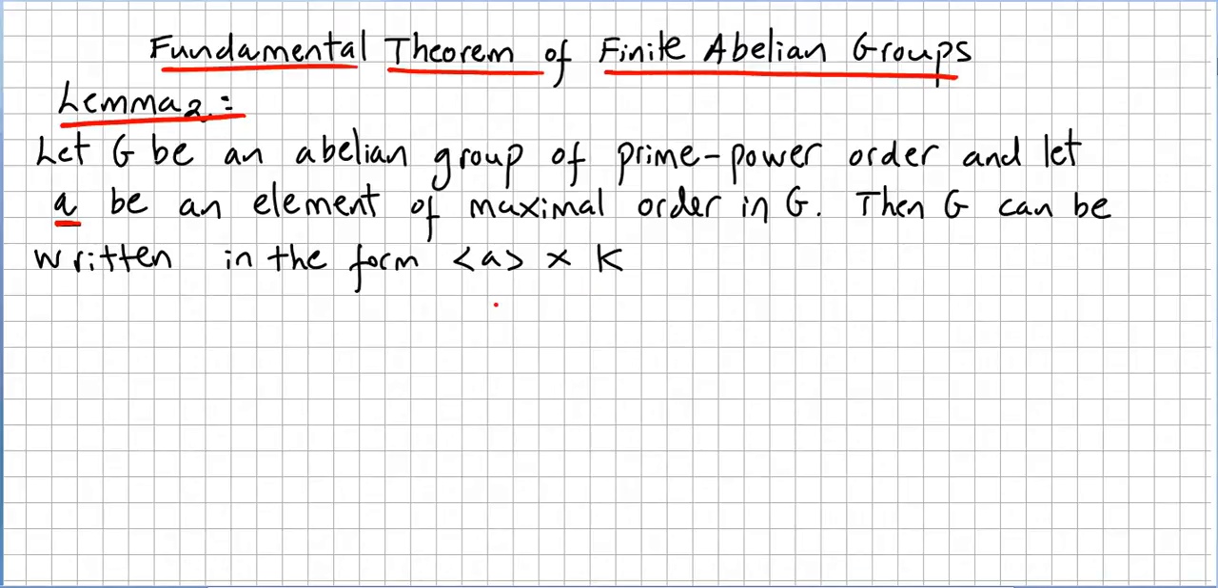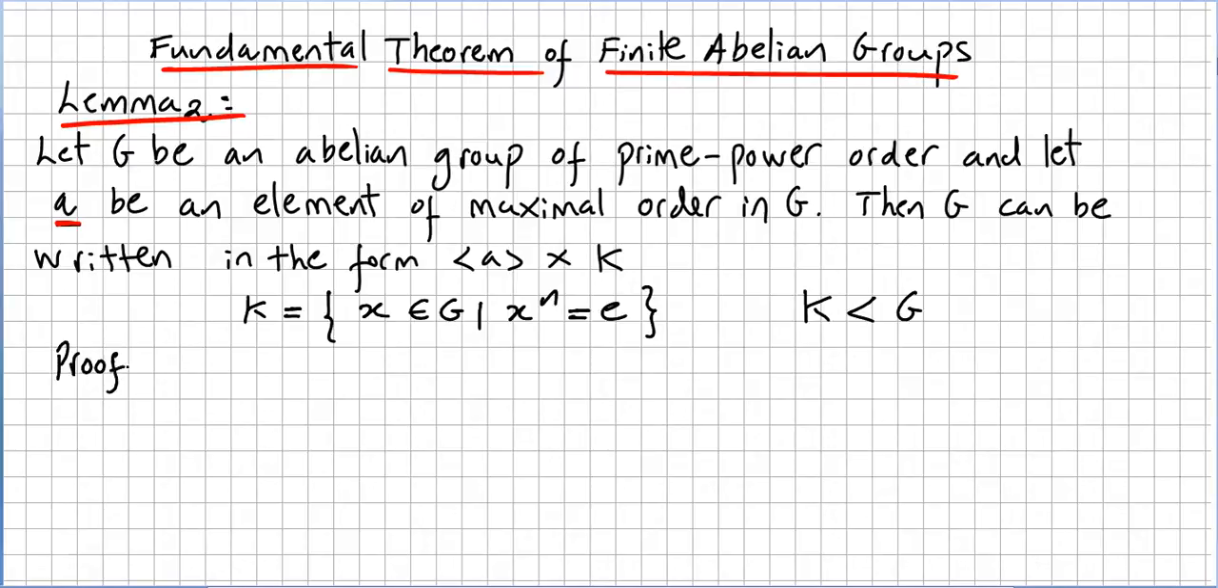Okay? What is K? We saw in the previous video that K is actually a subgroup of G, the set of elements x such that x to the power of the order of A equals the identity. It's quite easy to show that K is a subgroup of G. Okay, so let us provide a proof for this lemma.